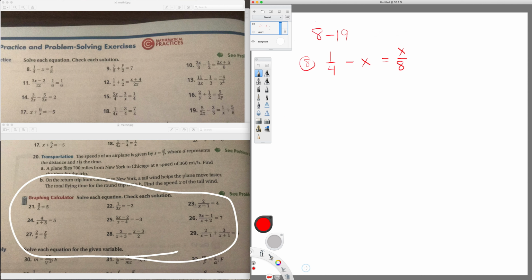Okay, here we go. We are going to work out some of these problems. I will go through 8 through 19. I'm going to go fairly quickly, but feel free to pause the video or whatnot.